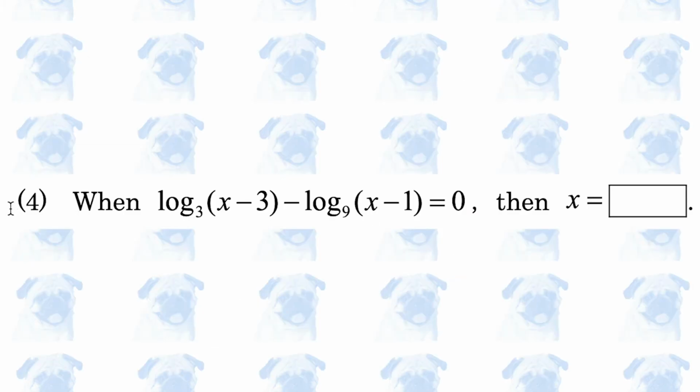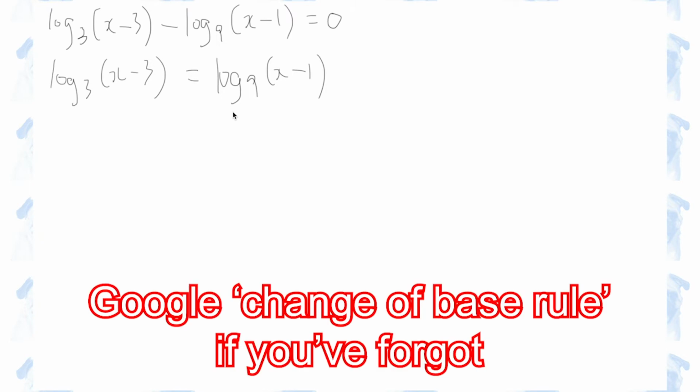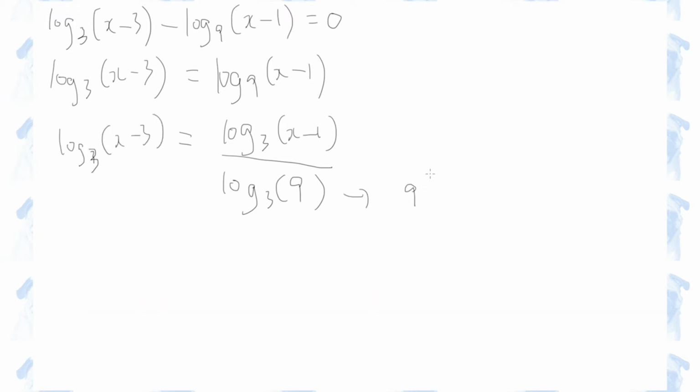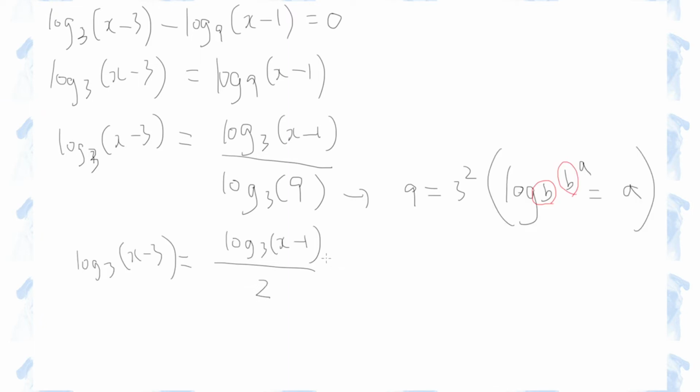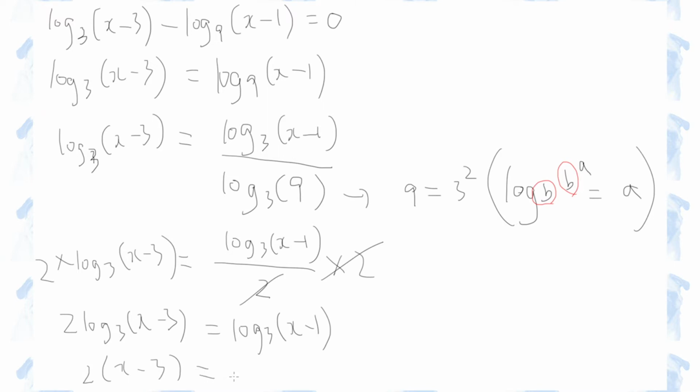The next question, number 4. Let's move the second term to the right-hand side first. And because we need the same base, let's change base 9 to base 3. To do that, we have to use the change of base rule. Because 9 is equal to 3 squared, the denominator becomes 2. We multiply both sides by 2. The rest should be easy. We can basically get rid of the logarithm. So the answer must be 5.